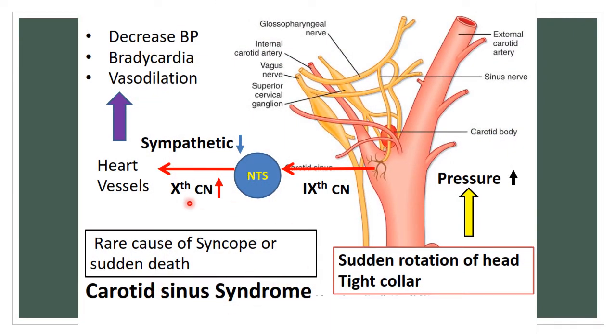Now let us discuss the two important structures. One is carotid sinus, another one is carotid body. What is this carotid sinus? So the carotid sinus is a fusiform dilation which is present at the bifurcation of common carotid artery.